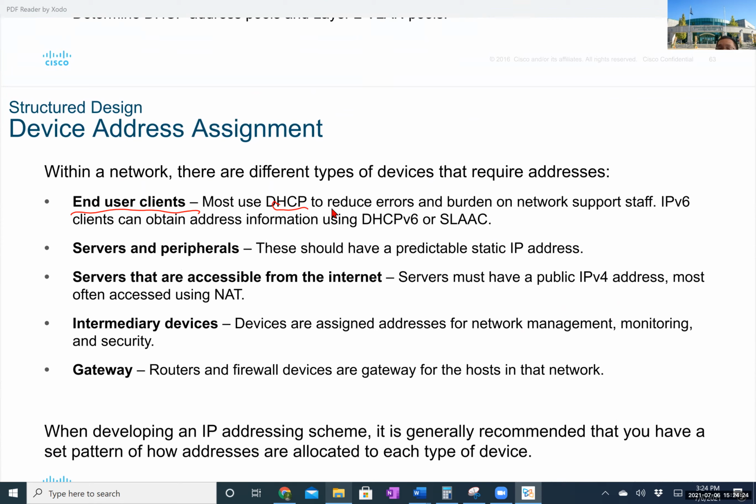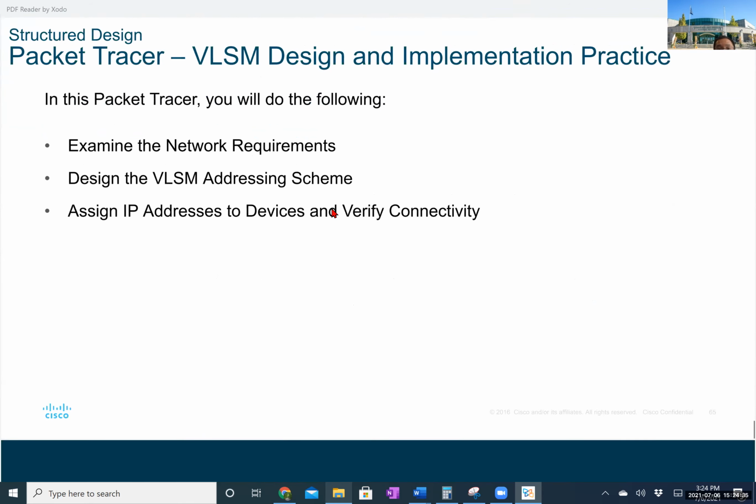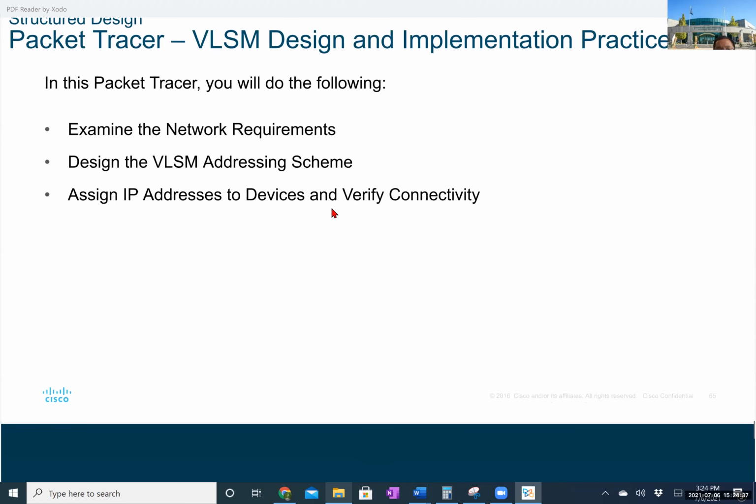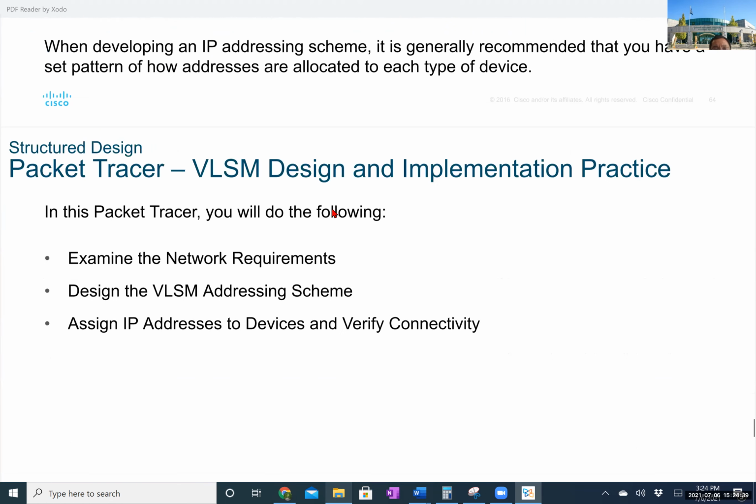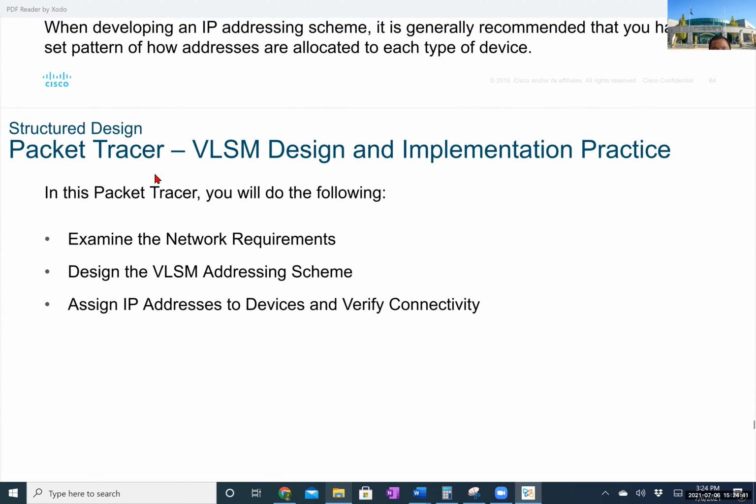You can get it from the dedicated DHCP server. Right? You can work on the server, and preferably on the network device, on the gateway, and so on. All right. So okay, let me see what you have for this Packet Tracer here.